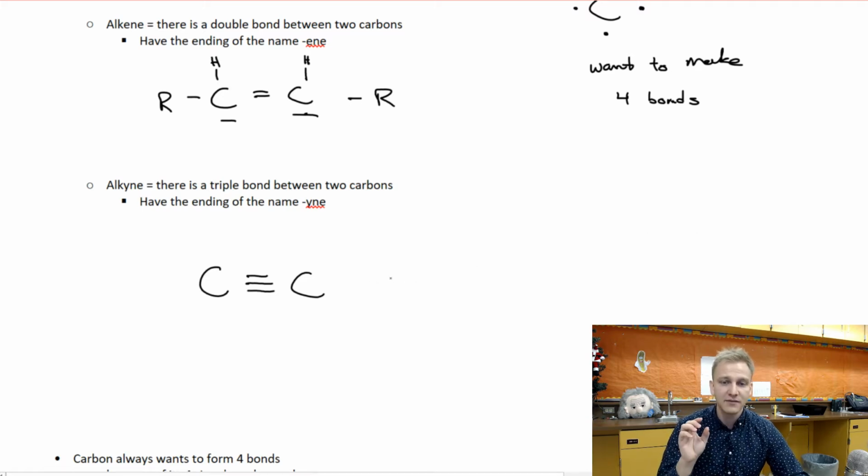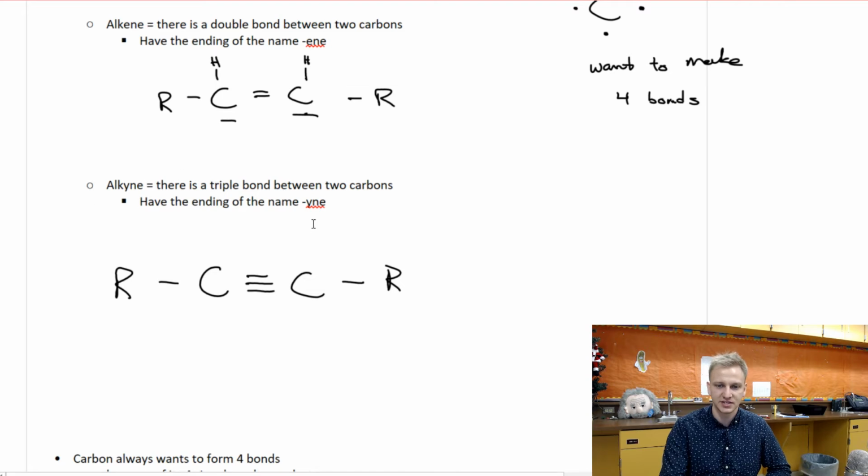Now, if you have a carbon that's triple bonded to something else, like a nitrogen, for example, that is not an alkyne. An alkyne is only present when there are 2 carbons triple bonded to one another, in the same way that an alkene is only present when there are 2 carbons double bonded to each other. I'm going to use my R groups again here to show that it doesn't really matter what's on either side. It could be any string of carbons. It could just be another hydrogen.